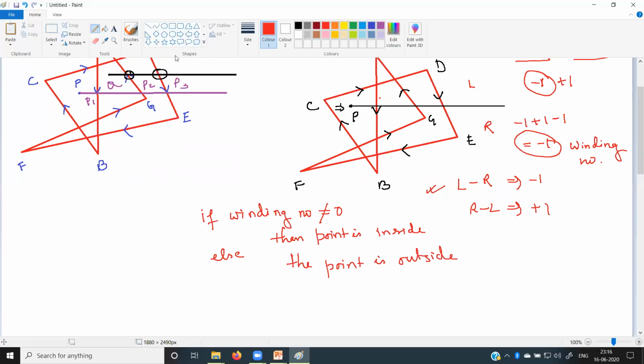Now we will take another point. You can take a point over here, and give the name Q. We will draw the scan line from this particular point, whose starting point is this one and ending at infinity.